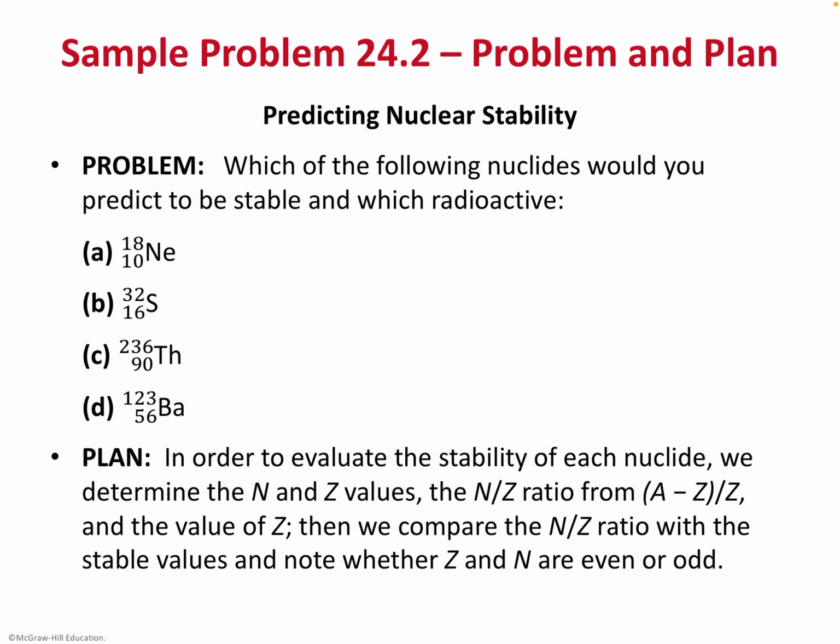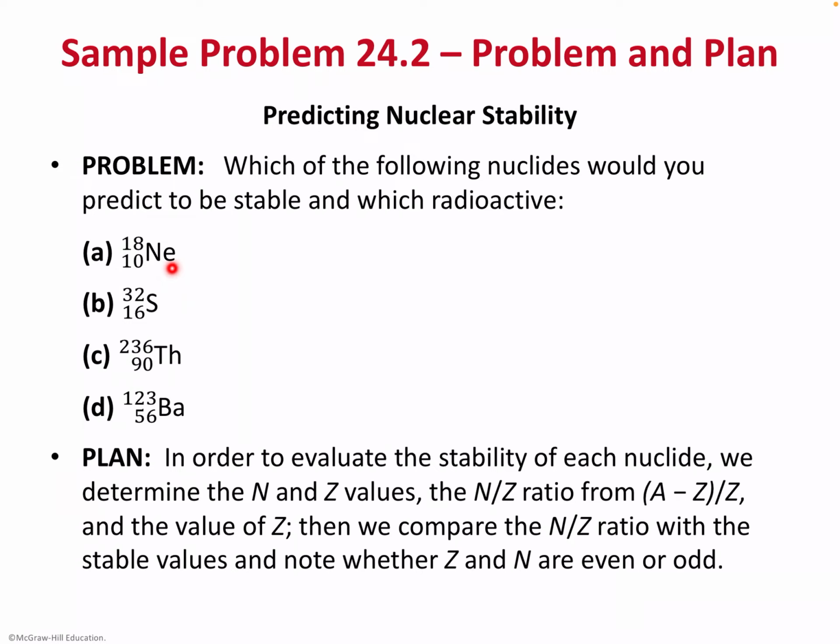Okay. Which of the following nuclides would you predict to be stable and which radioactive? Now we're going to look at the N to Z ratio and see if it is 1. If it is 1, it is going to be stable. If it is less than 1, it is going to be unstable. If it is greater than 1, some could be stable, but some are going to be unstable. And another thing, if the atomic number is over 83, it is going to be unstable.